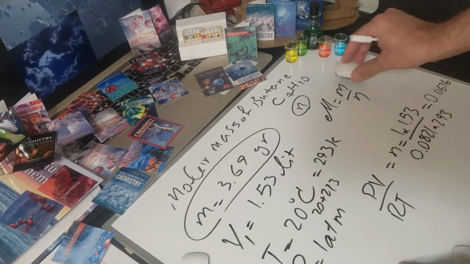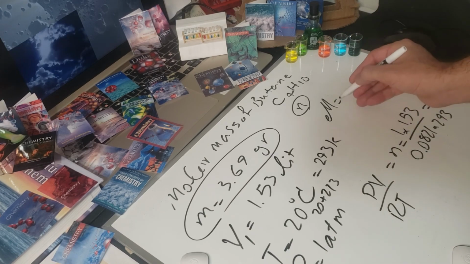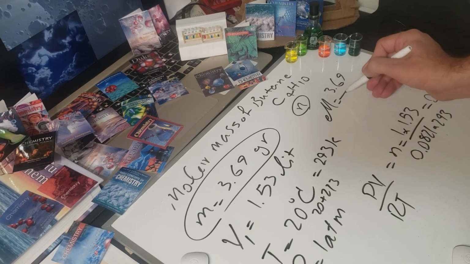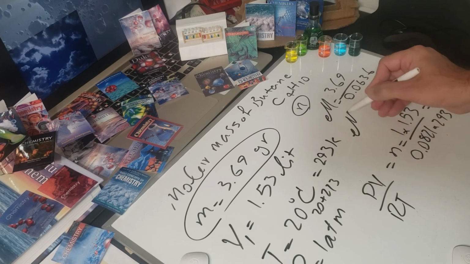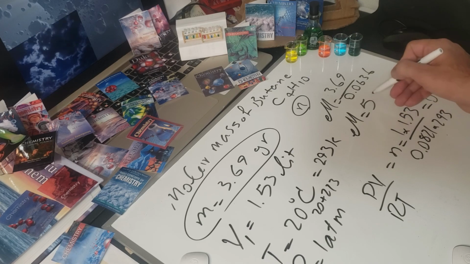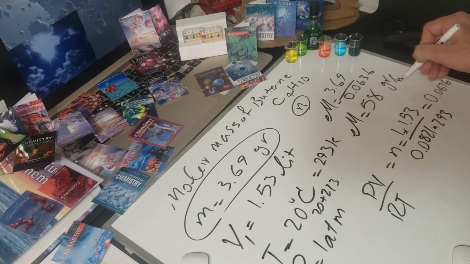0.0636. And here I go down to put 3.69 divided by 0.0636, and the molar mass, I would find it to be 58 grams per mole.